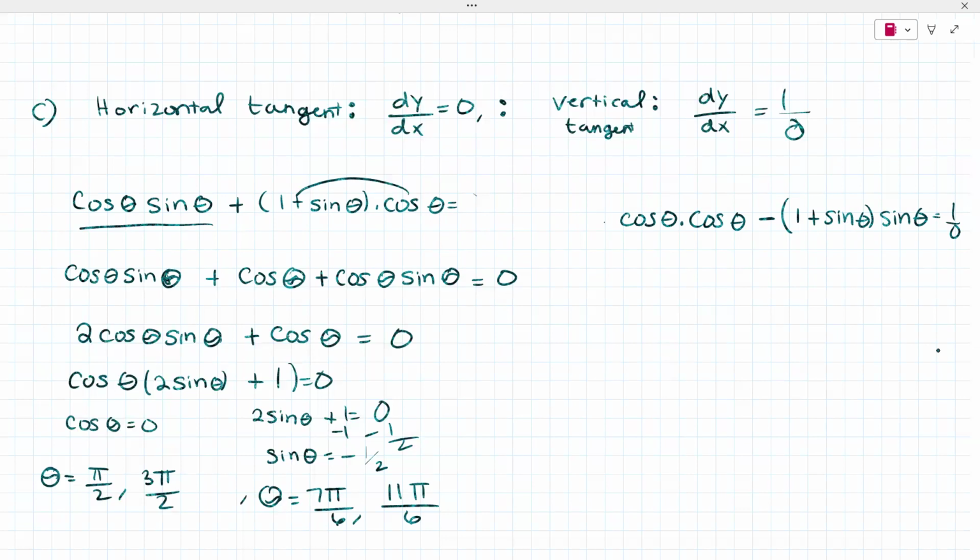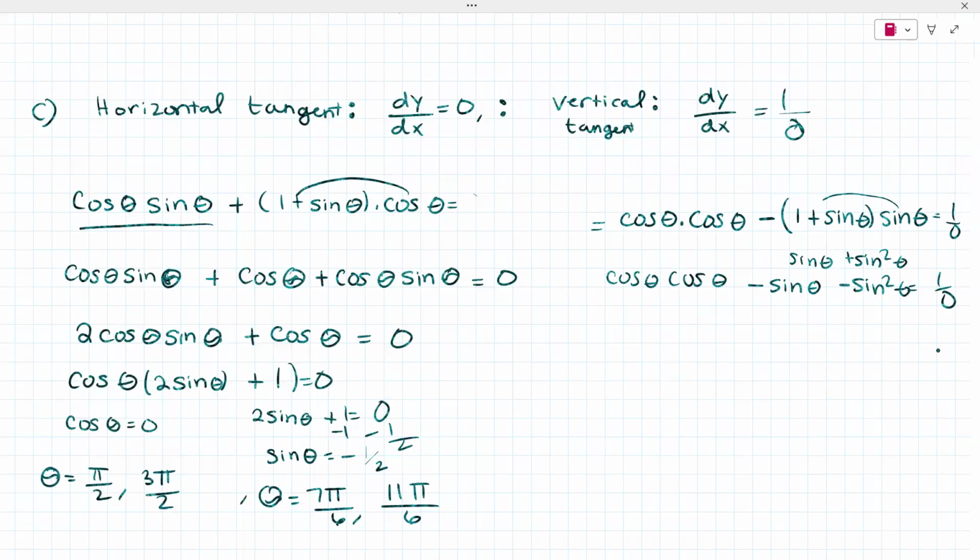And then over here, if you clean this up, this would be cosine theta, minus, and then if I FOIL out this sine theta, that would be sine theta plus sine squared theta. And then if I distribute that minus, that would be negative sine theta minus sine squared theta, equals 0.